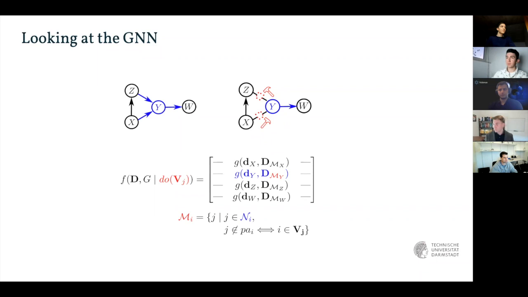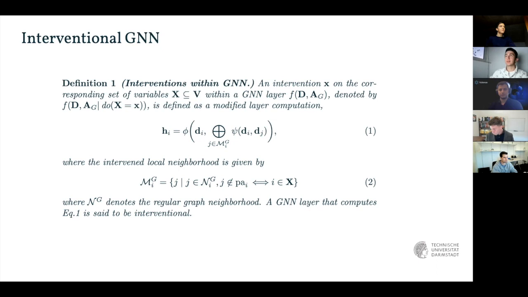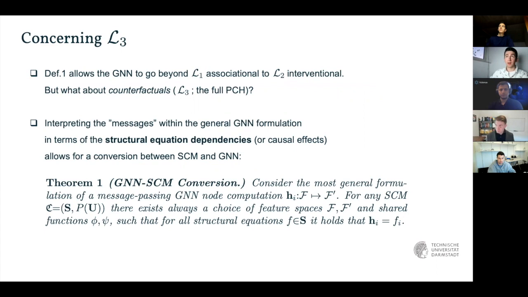And so this is really just also what our definition here is stating in the paper, right? That if you now have an intervention on some subset of your system's variables, then this computation layer you see in equation one is really just acting on this modified neighborhood without the parents. And we generally just refer to this then as an interventional GNN layer, right? It's only natural. So definition one allows for the GNN then to actually go beyond L1, right? So you can now talk about interventions.